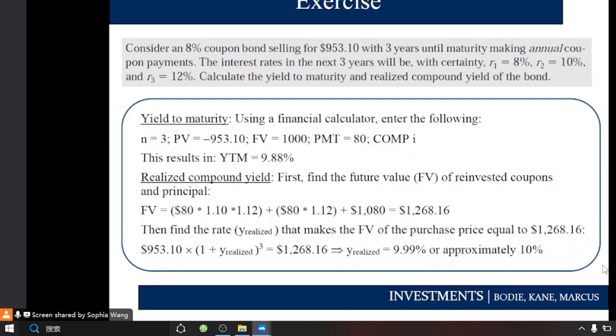I'll give you 1 minute to read. This is also an original question in the CPA level 1 test. How to calculate the YTM and realized coupon yield.